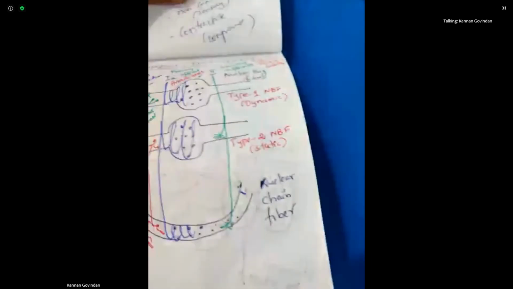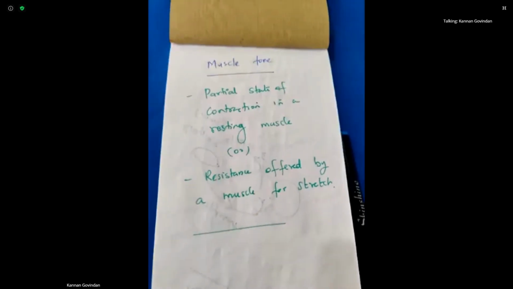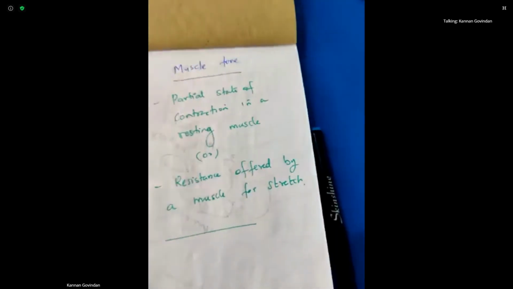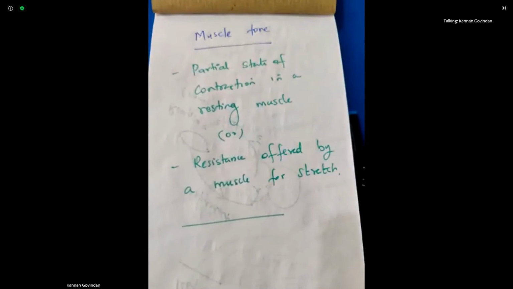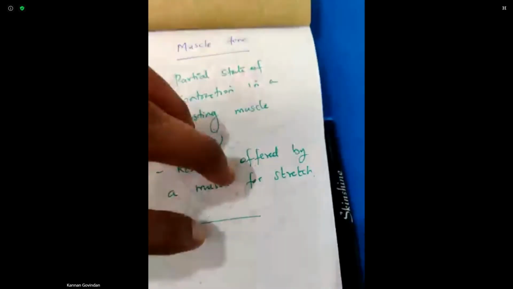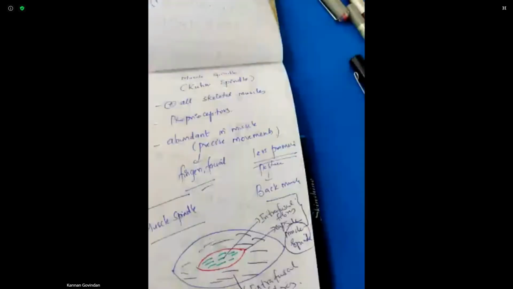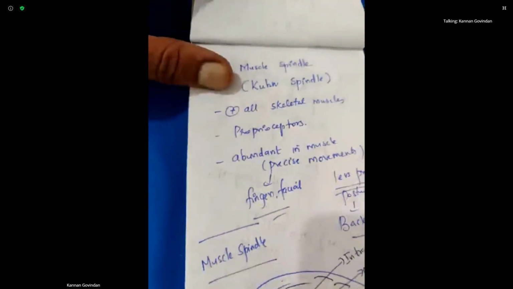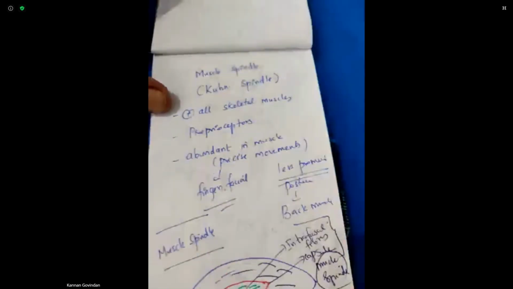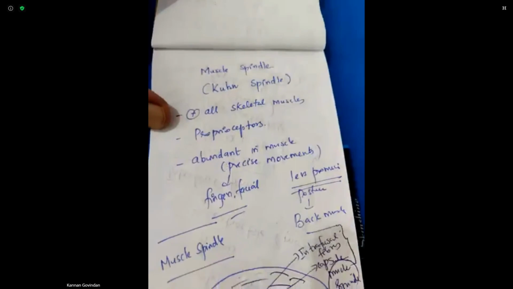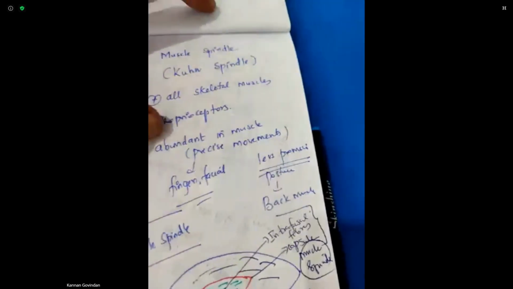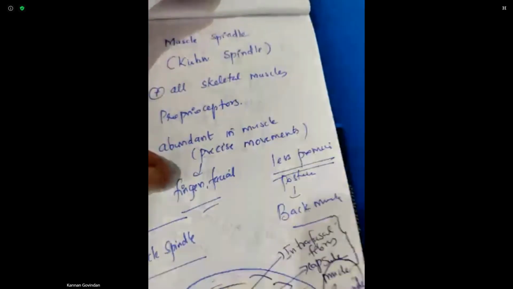So I am revising the concept for latecomers right from the beginning. Okay, summing up, muscle tone is defined as a partial state of contraction present in a resting muscle or resistance offered by a muscle for stretch. Coming to muscle spindle, it's otherwise called as cone spindle. It's present in all skeletal muscles. They are the major proprioceptors. They are abundant in muscles which are involved in doing precise movements like muscles of our fingers and facial muscles.